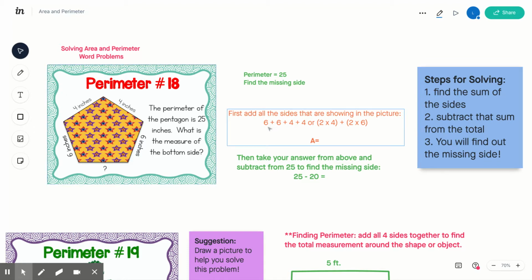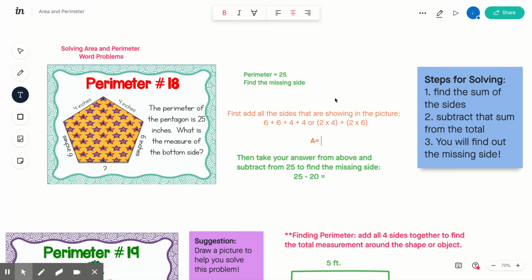So that would either be set up as 6 plus 6 plus 4 plus 4, or you could write 2 times 4 plus 2 times 6. It's really what you're comfortable using, if you'd rather add everything together or use multiplication and adding together to get the answer a little bit faster. So for me, I'm just going to multiply. So 2 times 4 equals 8, and 2 times 6 equals 12. So 12 plus 8 should come out to 20 inches.